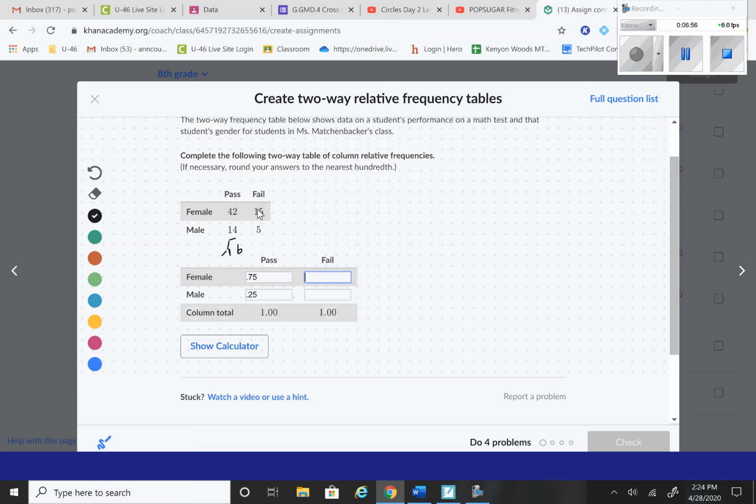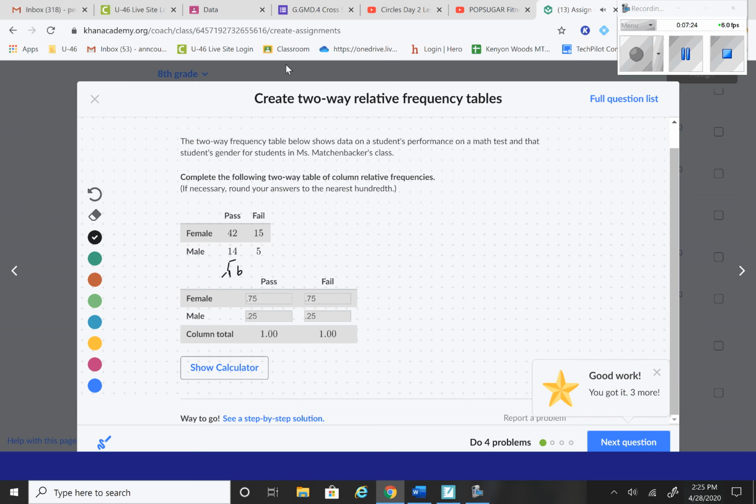And then in the next column, 15 plus 5 is 20. So if I take 15 divided by 20, I get 0.75. And then the males that fail, 5 out of 20, so 5 divided by 20, I get 0.25. Let's check and see if we got this right. Yes. When I think of this type of table, we're really looking at percentages. Let's just try one more.